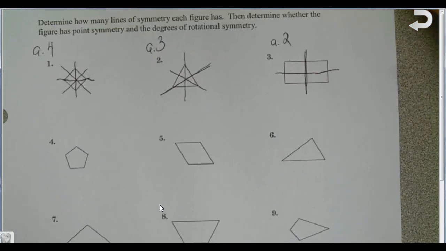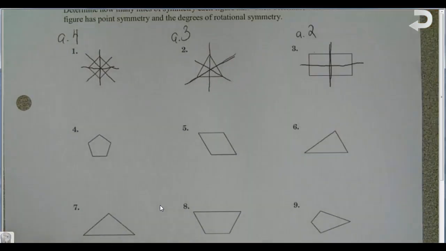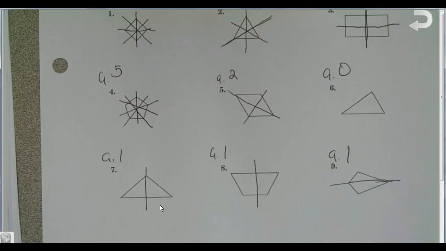So again, like I said, if it's a regular shape, usually the number of sides is the number of lines of symmetry you have. If it's an irregular shape, it's going to be less. Obviously, the most lines of symmetry that a shape could have would be equal to the number of sides it has. So go ahead and pause the video and do 4 through 9 and tell me how many lines of symmetry they have.